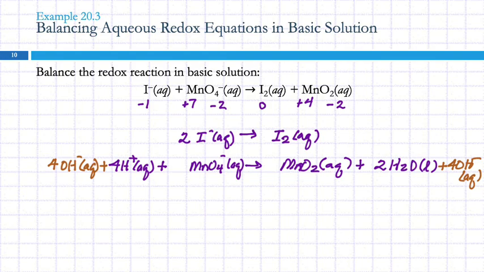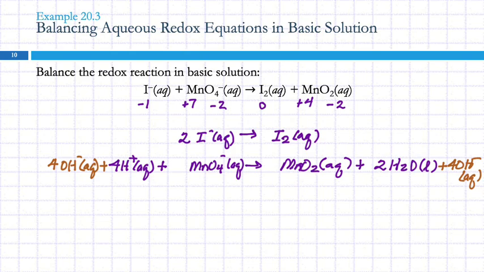Yes? I put 4 because it takes 1 hydroxide to neutralize 1 hydrogen ion. So I want to get rid of all the hydrogen ions because this is a basic solution. It's not an acid solution. Okay. So however many hydrogen ions you have, add the same number of hydroxide ions to both sides.